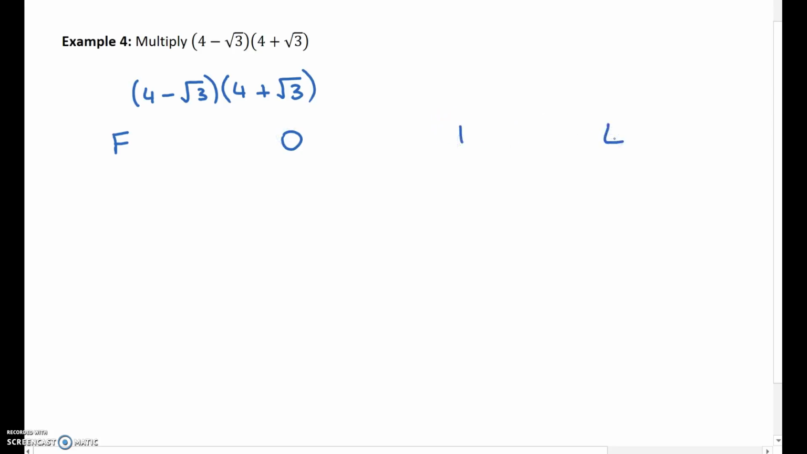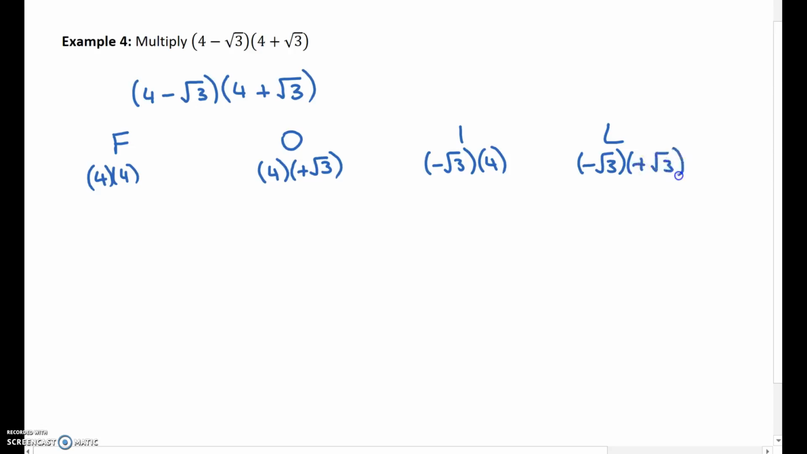F-O-I-L. F stands for the first in each, so that's going to be 4 times 4. O stands for the outside, so 4 times plus the root of 3. The inside is minus the root of 3 by 4. And then the last position in each will be minus root 3 by plus root 3.